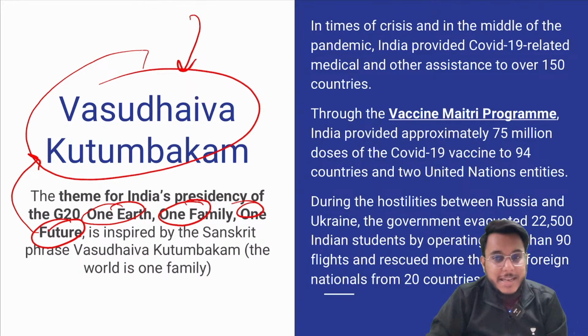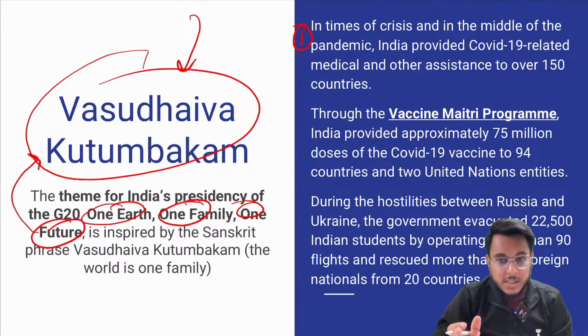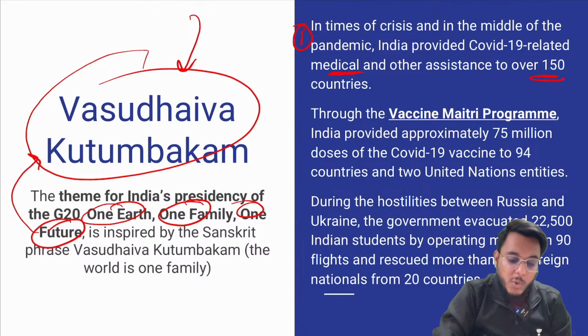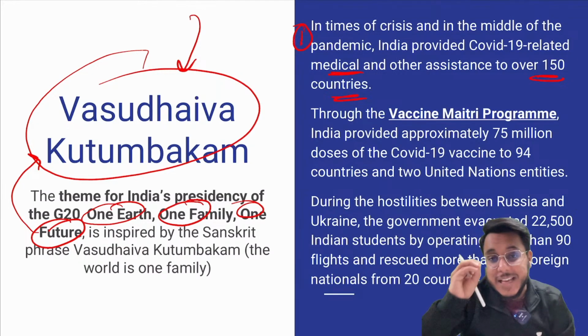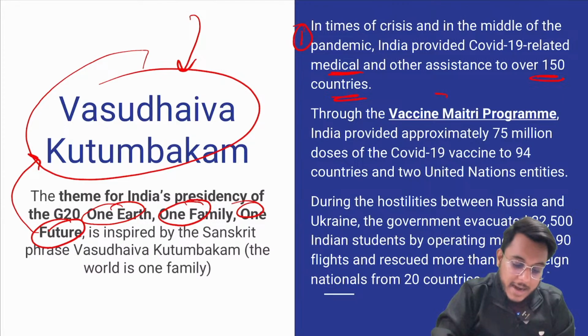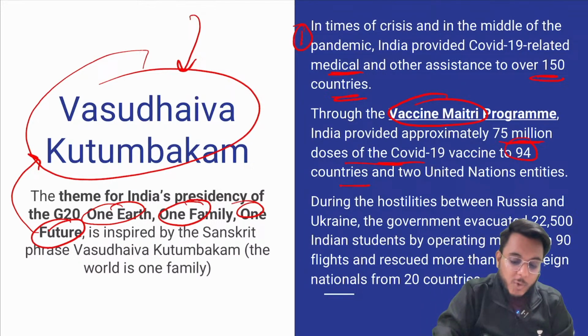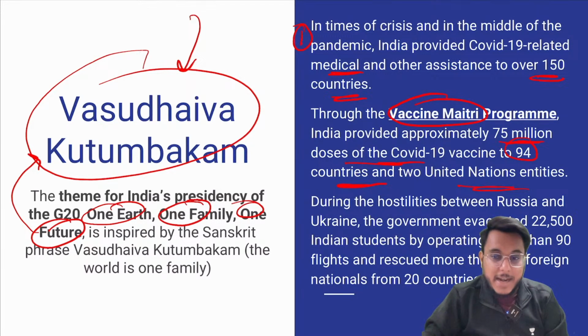Now we have not only given this particular tagline, but we have lived as per the ideology of Vasudhaiva Kutumbakam as well. For example, when the COVID-19 pandemic was going on, we provided medical assistance to more than 150 countries, particularly the example of Vaccine Maitri or vaccine diplomacy that India took, and under the vaccine program, more than 75 million doses of the COVID-19 vaccine were provided to 94 countries as well as two United Nations entities.